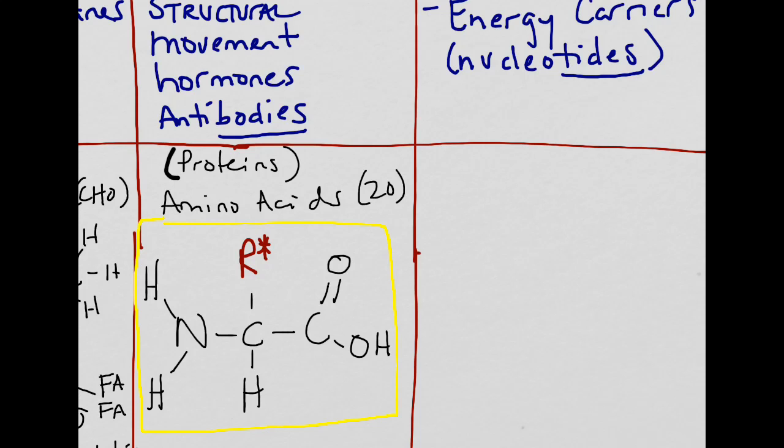So some of the R groups are hydrophilic, some are hydrophobic, okay, have charges, acidic, basic. So they've got characteristics that give those amino acids unique properties. Okay, so those are the monomers of proteins. All right, last up is the monomers of nucleic acids.